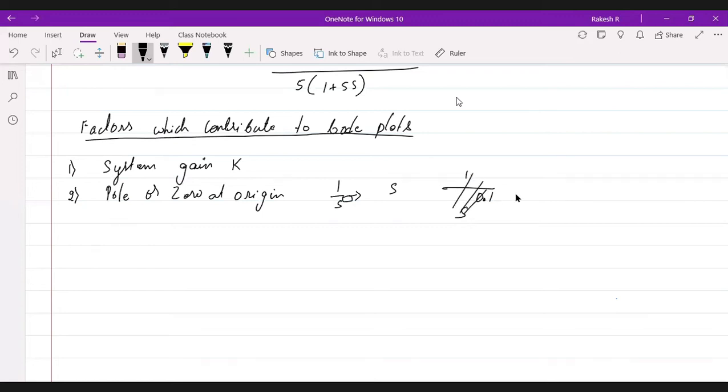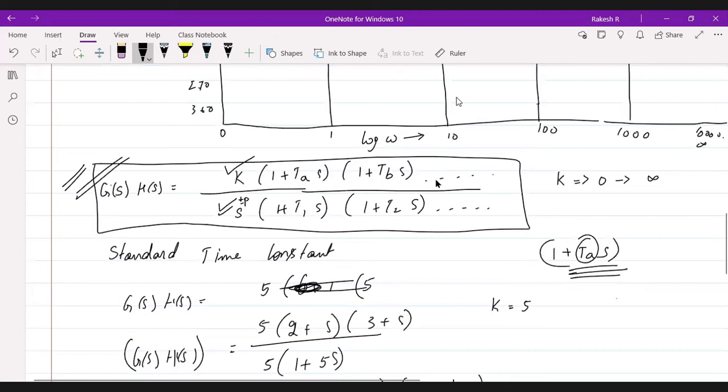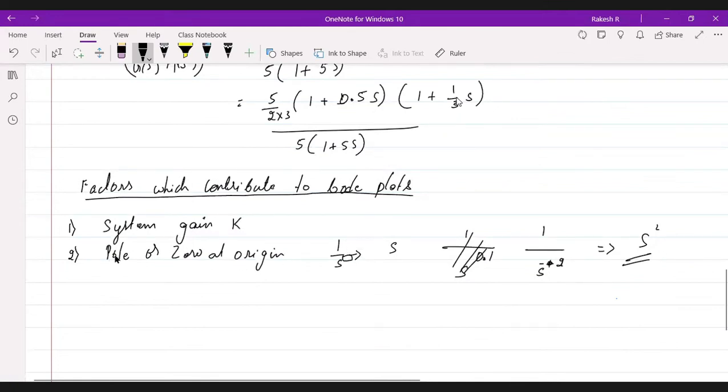Like that, or else if I write S power minus 2, that means this is S square. So I can write only P here. That means P will be plus or minus P. It might be in the numerator or denominator. This is one of the factors which is affecting, that is pole or zero at origin. That means it might be S or 1 by S. Just remember this: S is a zero at origin and 1 by S is a pole at origin. You need to remember pole or zero at origin.